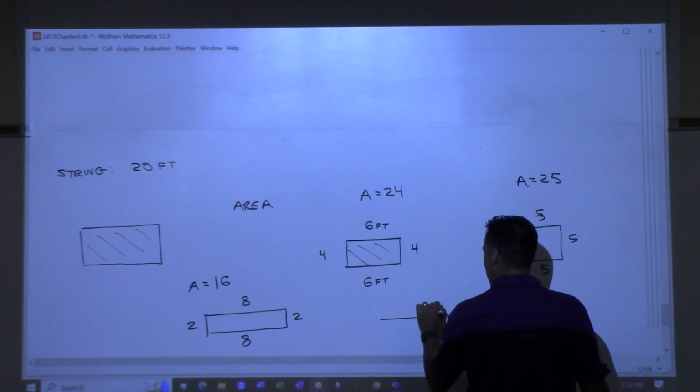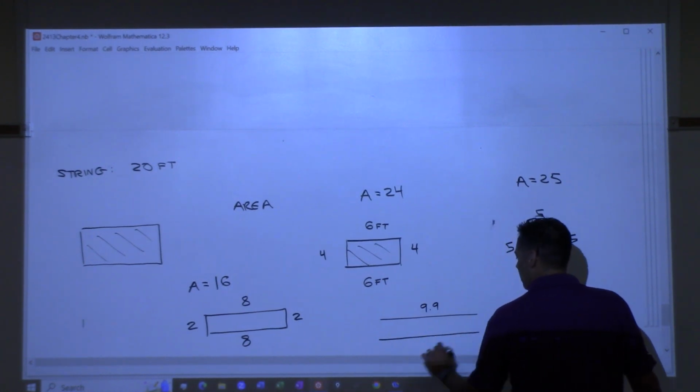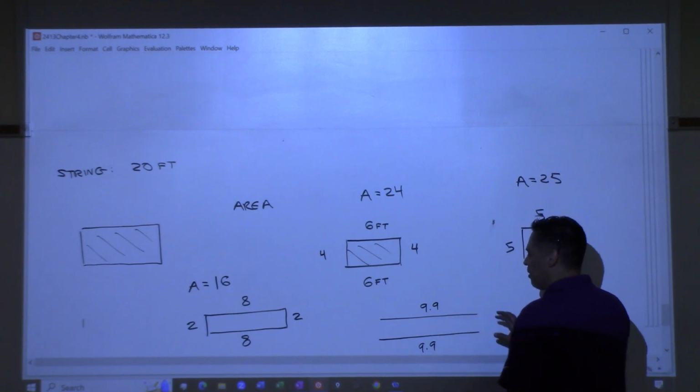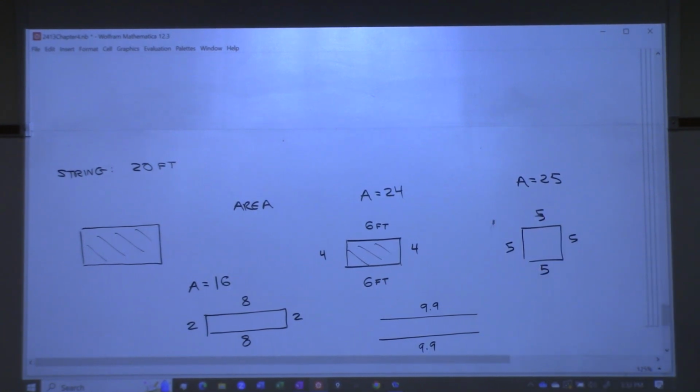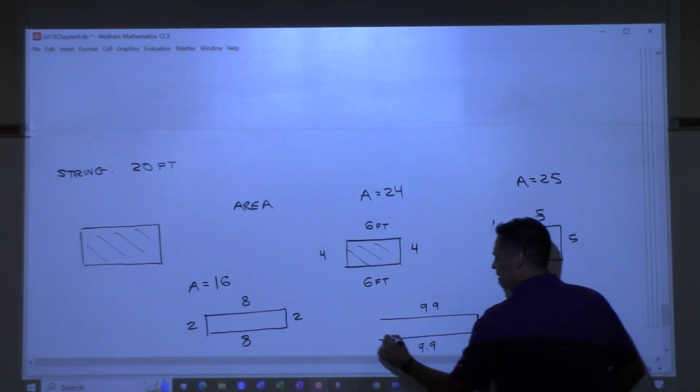What if I do 9.9 and then the other side is 9.9? Then how much do I have left over for the other two sides? I have, what is that together? 18, 9, what is that? That's 19 point... 19.8, right? That's 19.8. So you have how much left over? 0.2, so 0.1 on each side? Yes? So I could do that, yes?